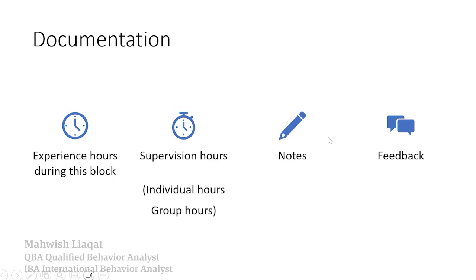So after adding everything in the notes, you will submit. And then this document will go to your supervisor. Now, your supervisor will add feedback based on your performance during those 30 hours. And then the supervisor will submit the document. Now, this document will be visible in your account and in your supervisor's account as well. So both of you can see how many hours are done and how many hours are left.